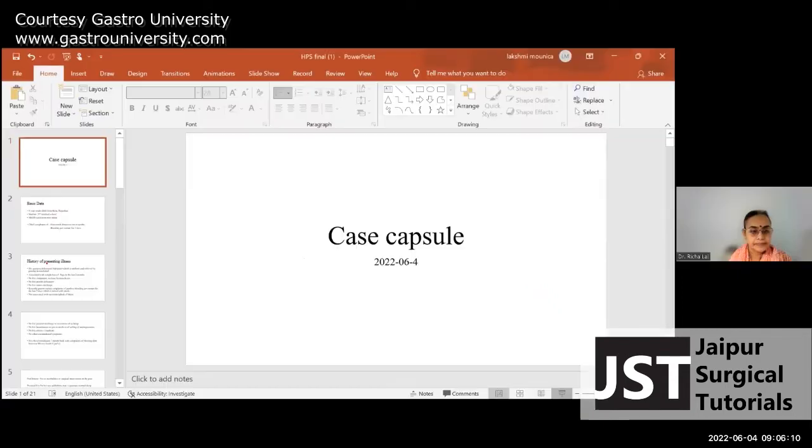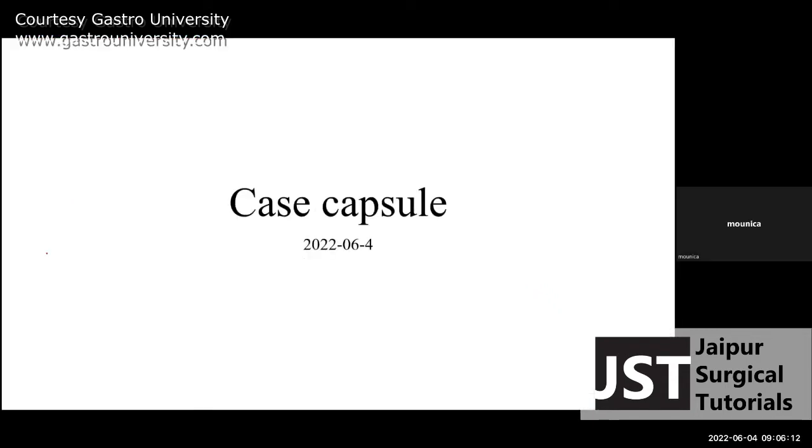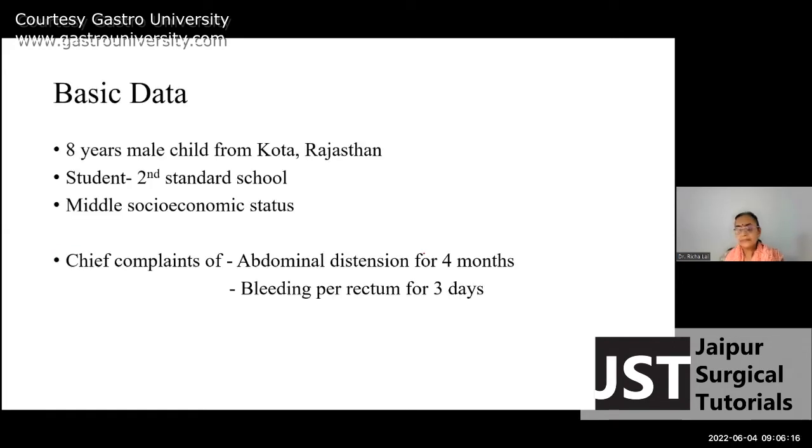Good morning, everyone. Today I'm doing the case capsule. There is an 8-year-old male child from Kota, Rajasthan, studying second standard, belonging to middle socioeconomic status, presented with chief complaints of abdominal distension from 4 months and bleeding per rectum from 3 days.